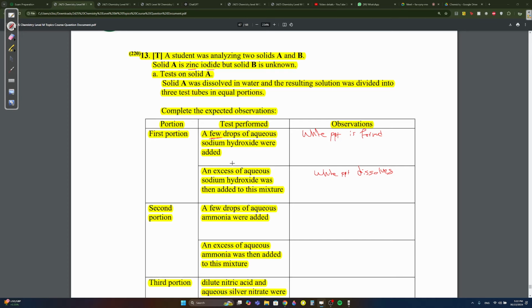This is test A. Ammonia. When you add it to zinc, what's going to happen to drops? Again, white precipitate is formed. And when you add it in excess, what's going to happen? Again, it's going to dissolve.